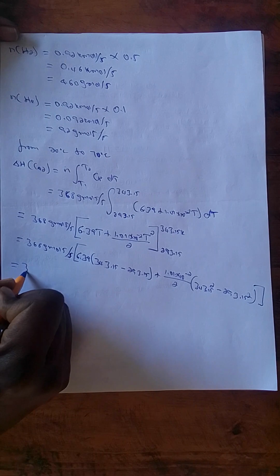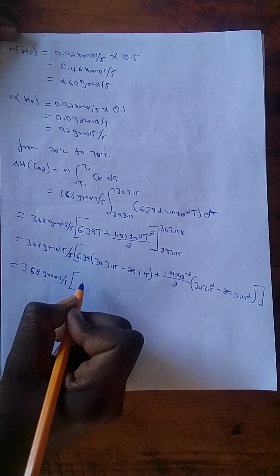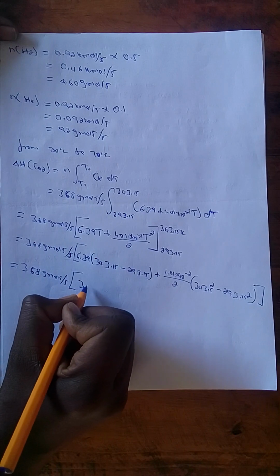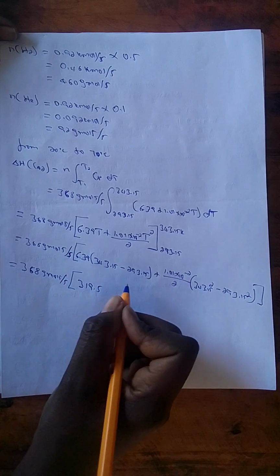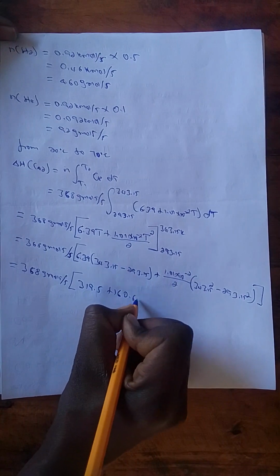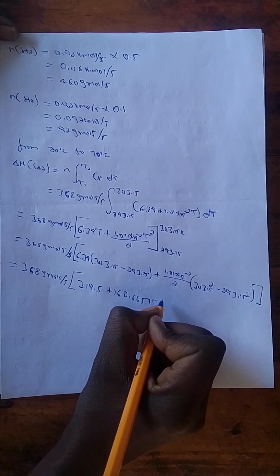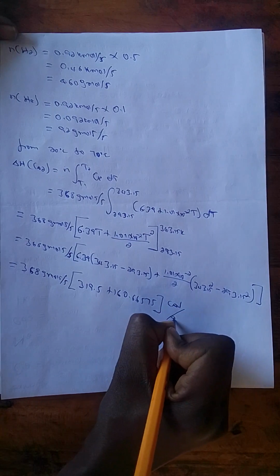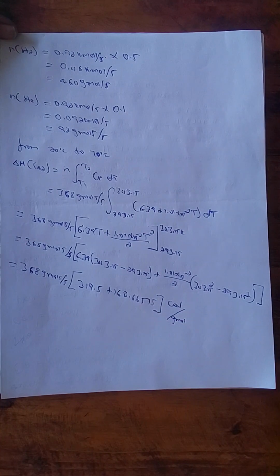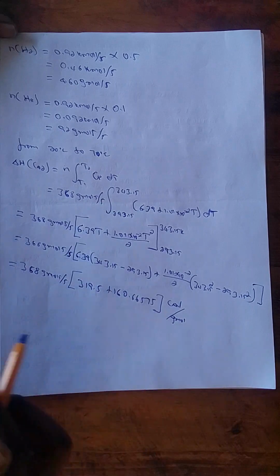And then we can just add an additional step just for clarity purposes, 368 gram moles per second, and then this gives us 319.5 plus 160.6657, right? And well, the unit of this bracket is calorie per gram mole. This is because the general units of calorie per gram mole Kelvin have been cancelled as a result of plugging in the temperature. But I think it will take a formal calculus module to actually understand that. So here I just had to explain it briefly.